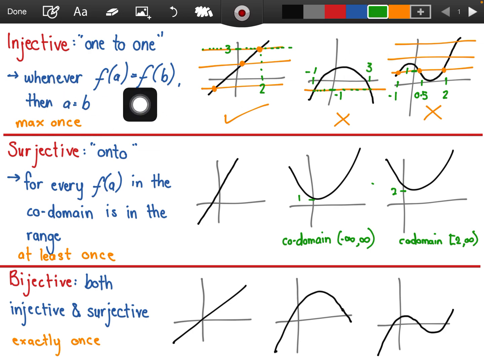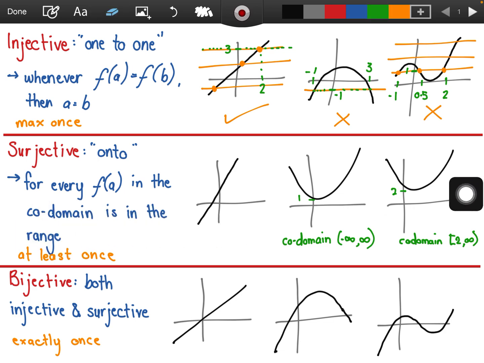Okay, so that is injective. Now let's have a look at surjective. So surjective, you'll hear me say "onto", like up here I say "one to one" a lot for injective. Surjective is onto. That means that for every y coordinate in the codomain, we have an actual output there. So we have something in the range.